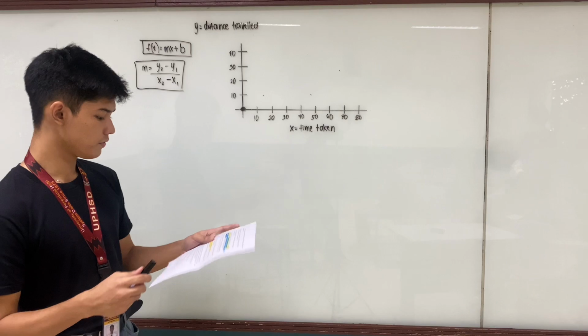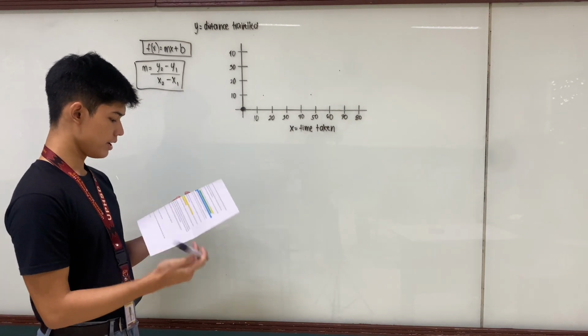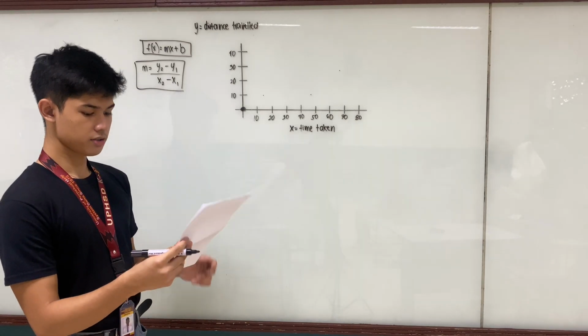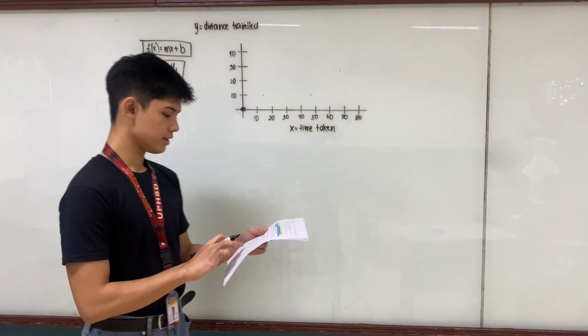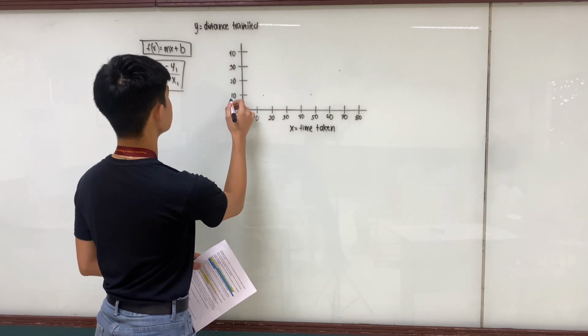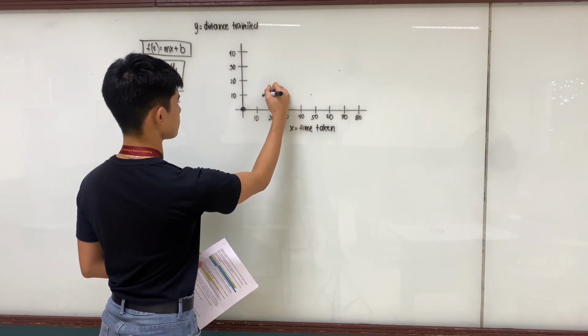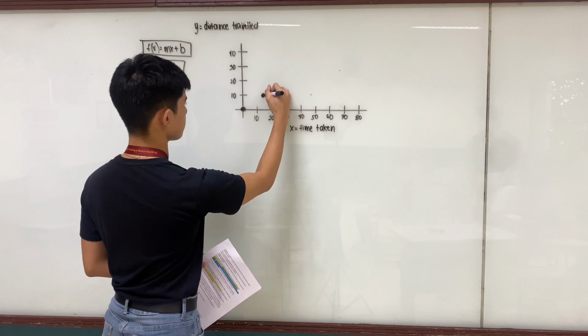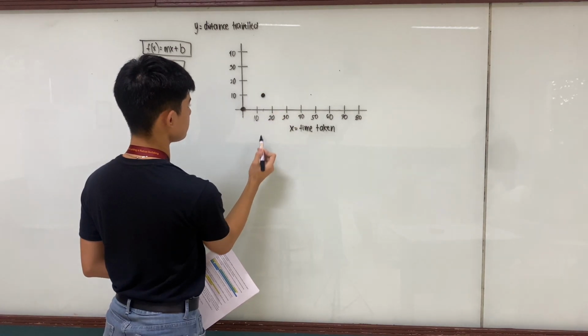Since he moved from the origin, we will have 15, 10. So 15 minutes, and then 10 kilometers. This is our second point. So that is 15 and then 10.